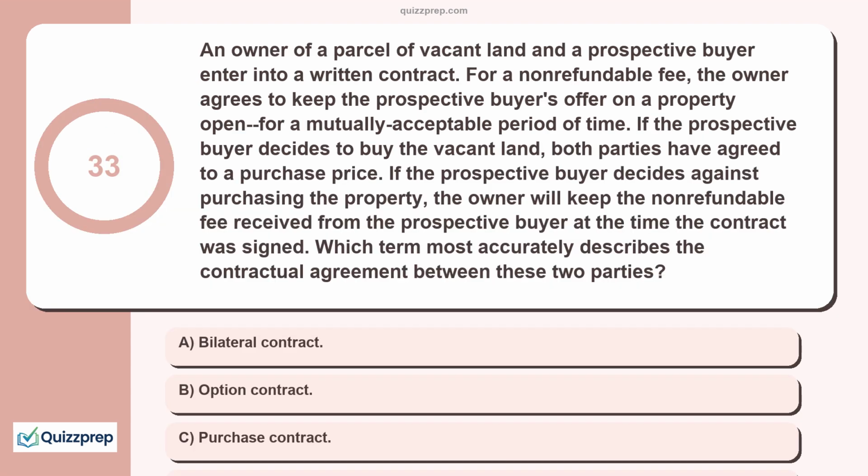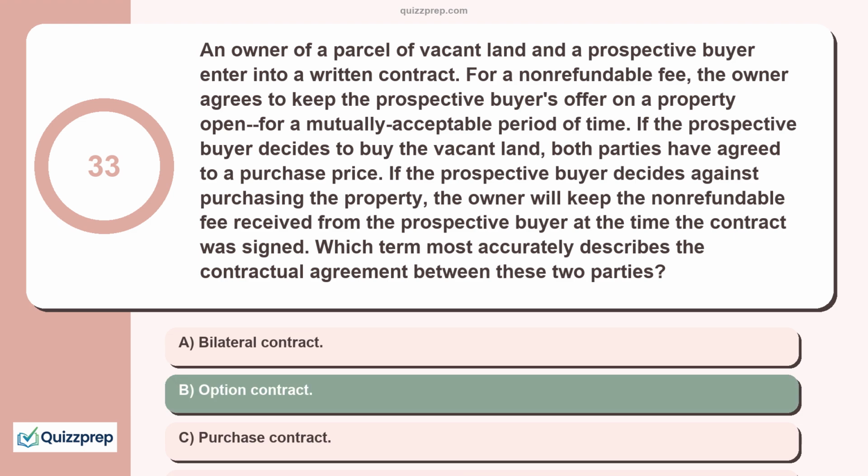Question 33. An owner of a parcel of vacant land and a prospective buyer enter into a written contract. For a non-refundable fee, the owner agrees to keep the prospective buyer's offer on a property open for a mutually acceptable period of time. If the prospective buyer decides to buy the vacant land, both parties have agreed to a purchase price. If the prospective buyer decides against purchasing the property, the owner will keep the non-refundable fee received from the prospective buyer at the time the contract was signed. Which term most accurately describes the contractual agreement between these two parties? A, bilateral contract; B, option contract; C, purchase contract; D, unenforceable contract.